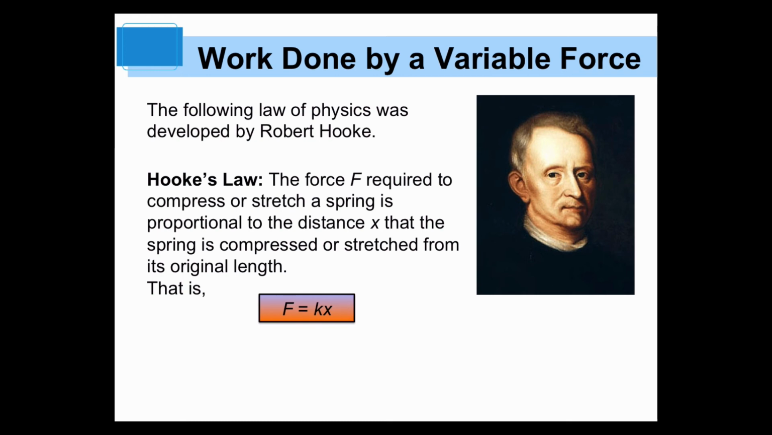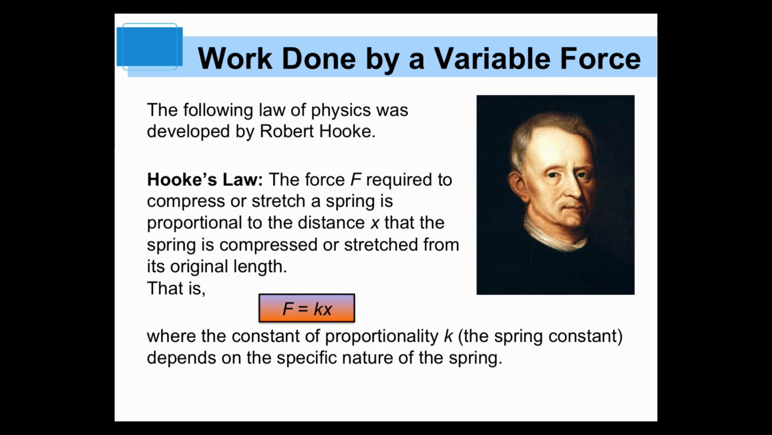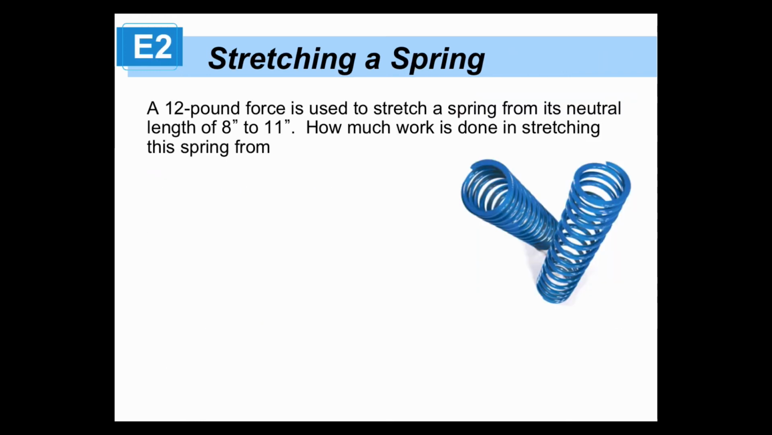Depending on the spring that you're talking about, let's say it's a spring in your watch, for instance, versus a spring on your garage door, they're going to have a different spring constant, depending on how rigid or how weak the spring is. So when we're solving a problem, the first thing we need to do, if it's not given to you, is we need to find the spring constant. So here's our first example.